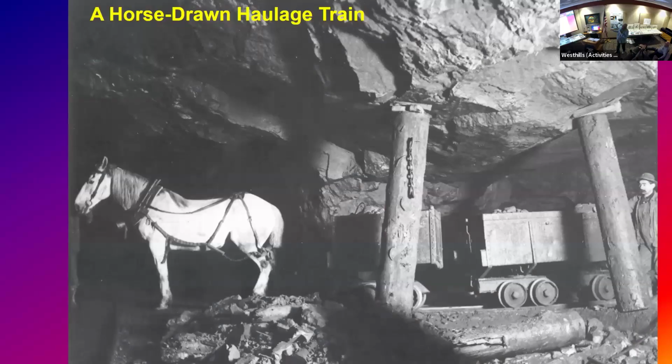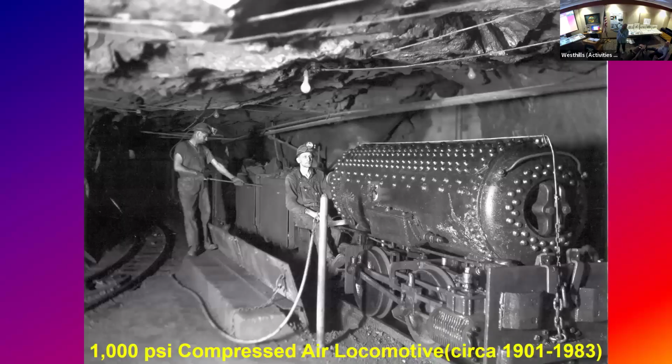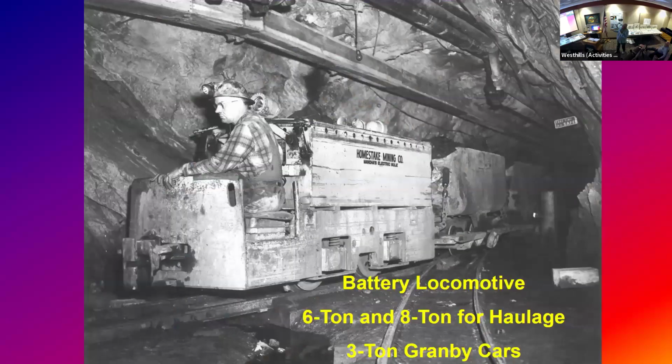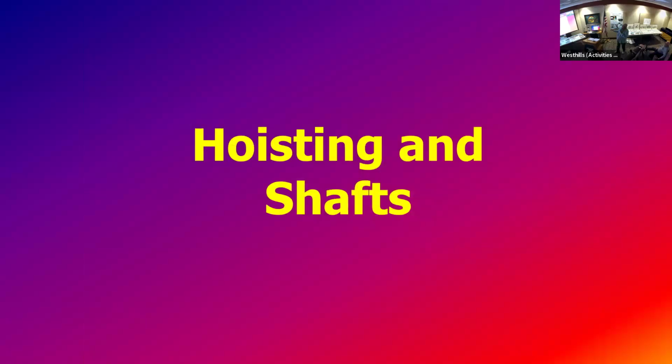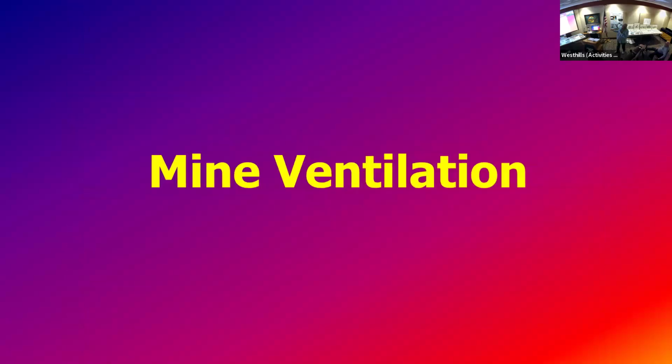Some of them lived their whole life underground. To air locomotives. That's my friend and mentor, Fred Roebuck, at one of the air filling stations. Electric locomotives, trolley locomotive. Then they had to get the rock out from underground. That's the Yates hoist again.